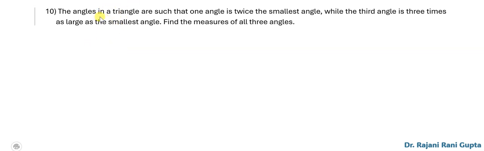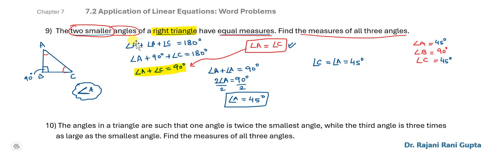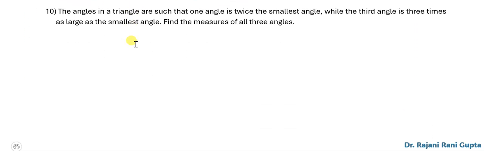Now, the angles in a triangle are such that one angle is twice the smallest angle, while the third angle is 3 times as large as the smallest angle. Find the measure of all three angles. Okay, so here they are not talking about a right triangle like the previous question. Here they just mention the triangle.